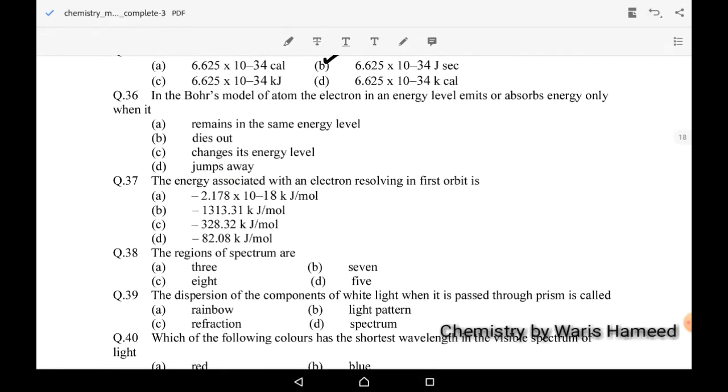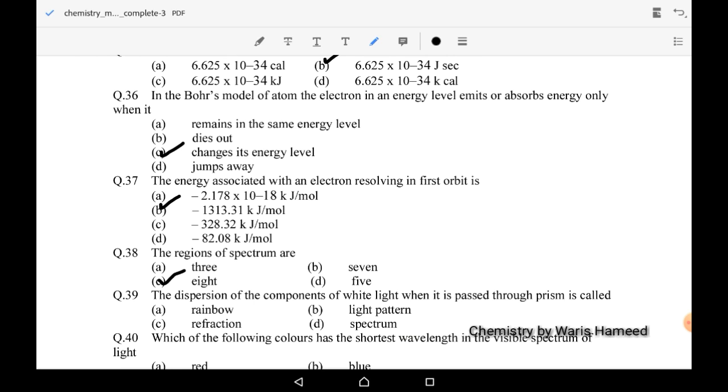Next MCQ, in the Bohr model of atom, the electron in an energy level emits or absorbs energy only when it changes its energy level. When an electron gains energy, it will jump to a higher level, and when it loses its energy, it will jump to a lower level. The energy associated with an electron revolving in the first orbit is minus 1312.31 kilojoule per mole. The regions of spectrum are actually 8 in number.